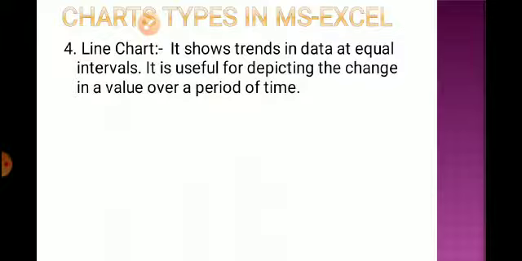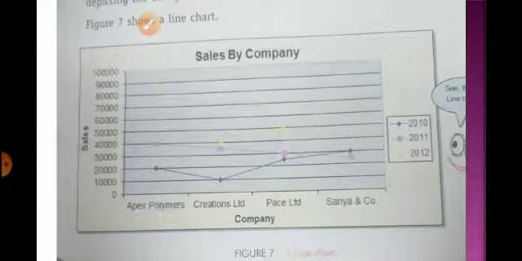Next chart is line chart. A line chart shows trends in data at equal intervals. Line charts are useful for depicting the change in a value over a period of time. Look, children, this is line chart. This line chart has no variations, only the column chart and the bar chart have variations. The line chart has no variation.